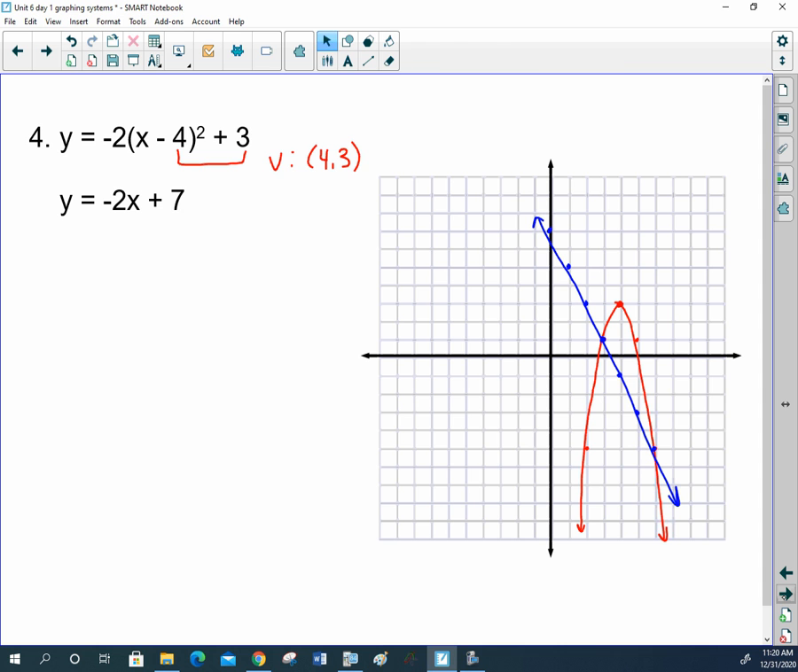So this one has a solution right here and right here. So what are those points? It looks like we've got the point 3, 1 is one of our solutions. And the other point, 1, 2, 3, 4, 5, 6, 1, 2, 3, 4, 5. So 6, -5.